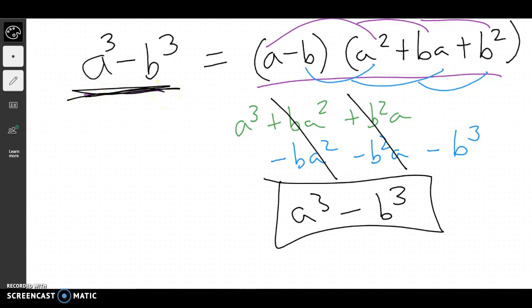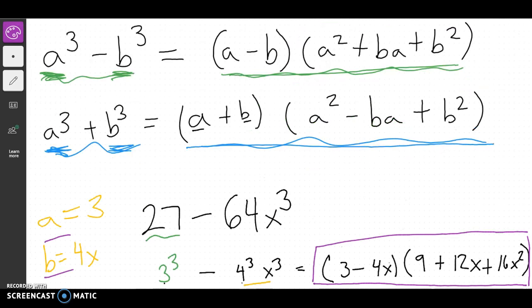And if we did that with the sum of cubes, it would produce the exact same thing. So just make sure you know how to use the different formulas, make sure you know how to plug the different things in, so that you're ready for the quiz at the end of class.